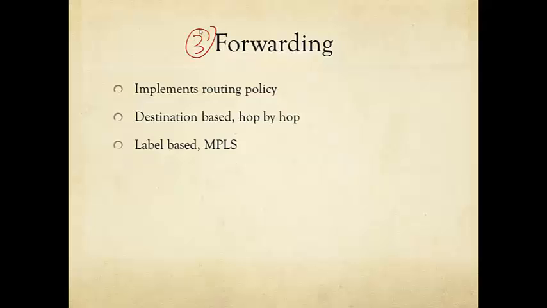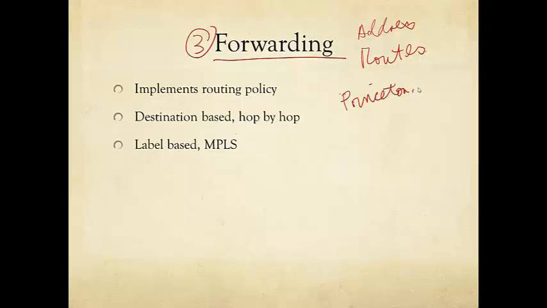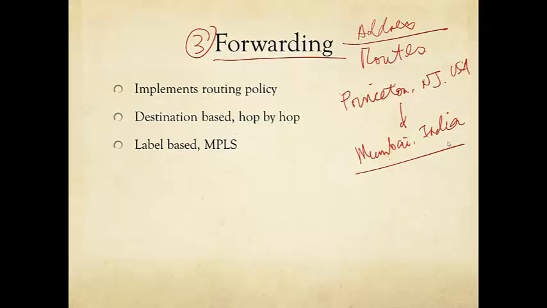So finally, the last step, forwarding. Now that you have a routing decision made, you actually need the physical action of forwarding a packet from one point to another. Think of, again, the mail system. You got address, you got a route. Usually the routes are predetermined. Going from Princeton, New Jersey, USA to some address in Mumbai, India, you're going to follow a certain route. For example, go to New York first, then from New York go to Frankfurt, Frankfurt goes to Mumbai. That's routing.